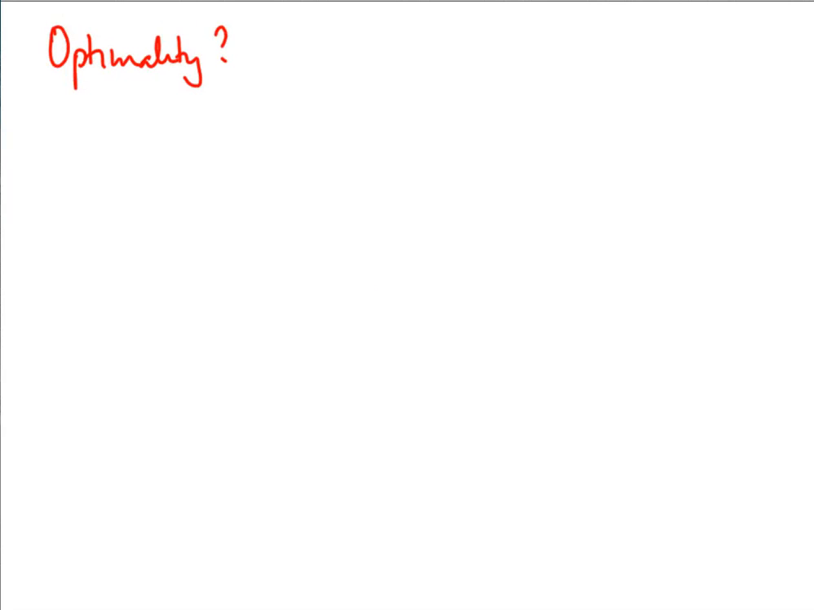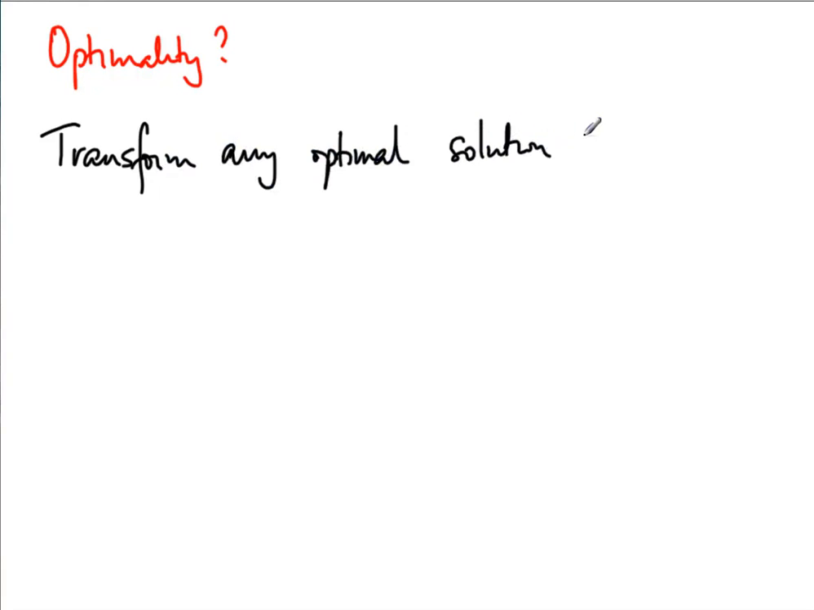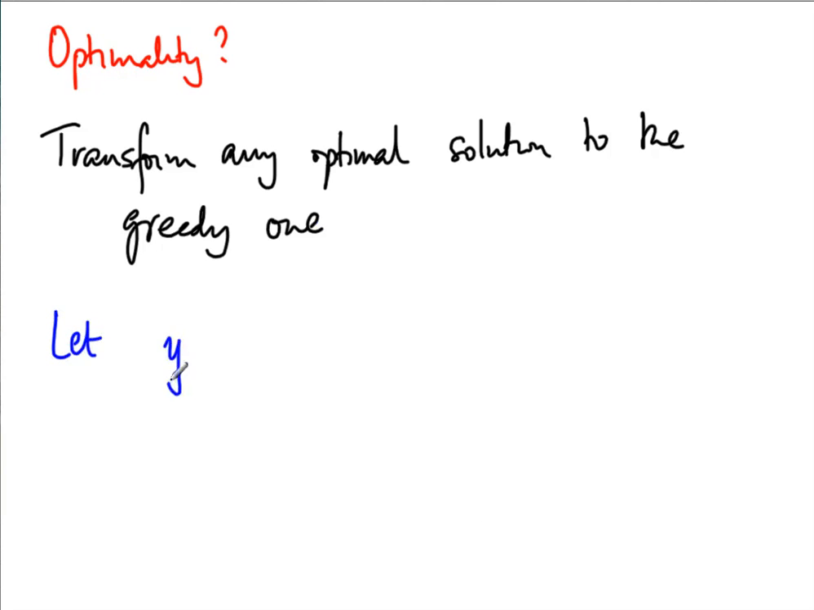So one of the standard techniques is to transform any optimal solution to the greedy one. And if we can achieve this transformation without changing the value, then since we started with an optimal value, the greedy solution must also be optimal. So this is exactly how we are going to do the proof here. Okay, so let y be some optimal solution. Okay, this is known to be optimal.